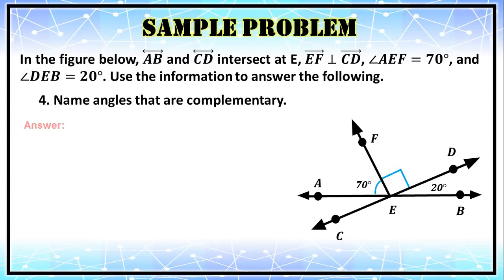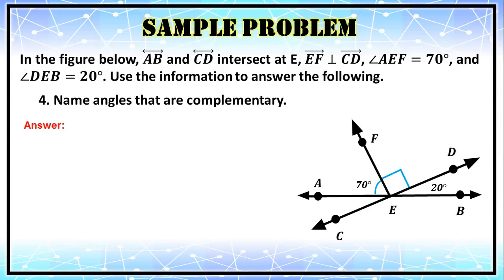Next, we have to name angles that are complementary. What are complementary angles? Complementary angles are angles whose sum equals 90 degrees. So can you see any angles whose sum has a value of 90 degrees?